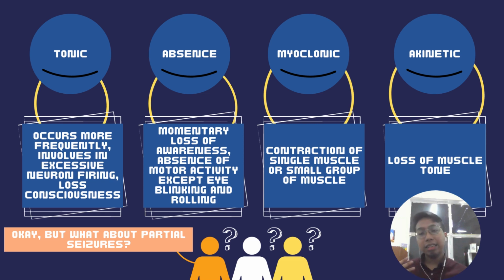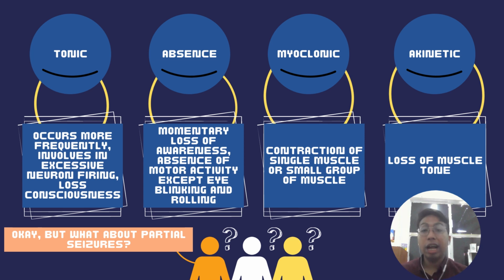So tonic seizures occur more frequently in comparison to other three, which are absence, myoclonic, and akinetic, where it involves excessive neuron firing that may appear as lost consciousness, or we could say pengsan, but they're not pengsan because there's a lot of neuron firing happening to the point that they have to collapse.